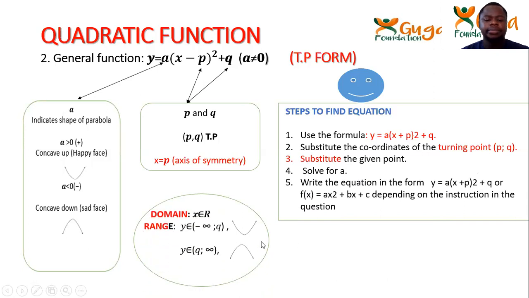Now, for the domain, for all quadratic functions, the domain is x an element of the real numbers. Then for the range, it would be y greater than or equal to q, which is your turning point, or y less than or equal to q, which is your turning point. Okay, this should be simple.